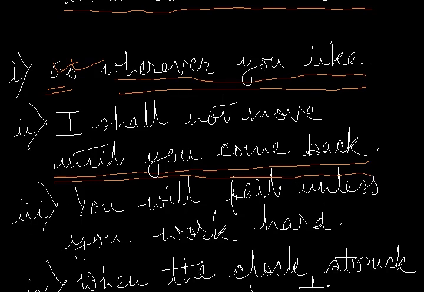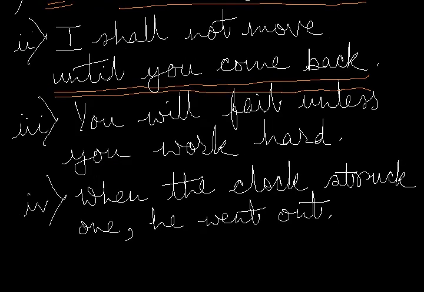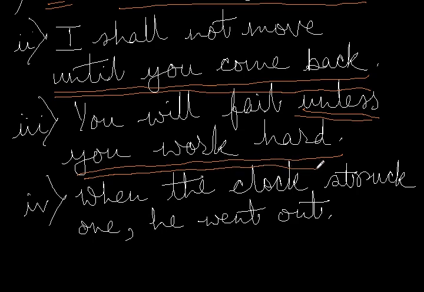Sentence number 3, you will fail unless you work hard. It tells us of a condition. You are going to fail if you do not work hard. So unless you work hard, this again is a group of words that does the job of an adverb, and this has got its own subject and predicate. Therefore, this again is an adverb clause.